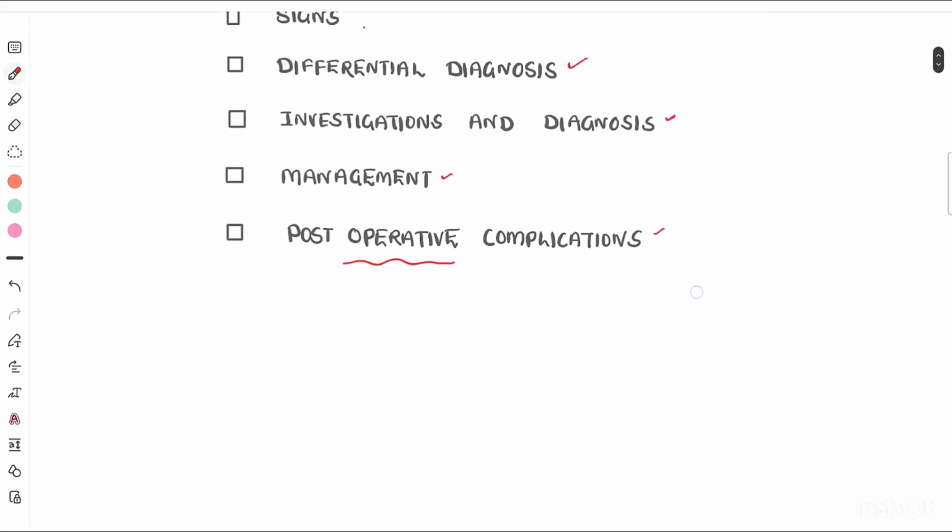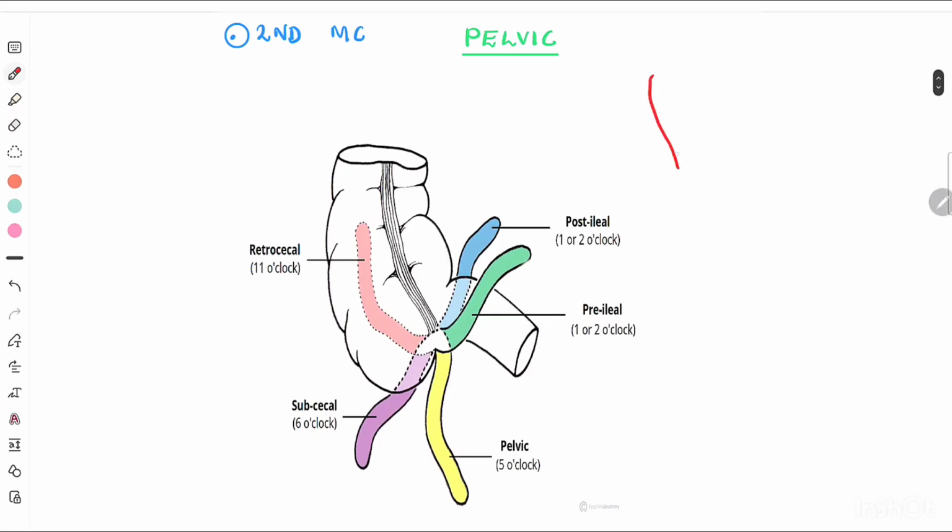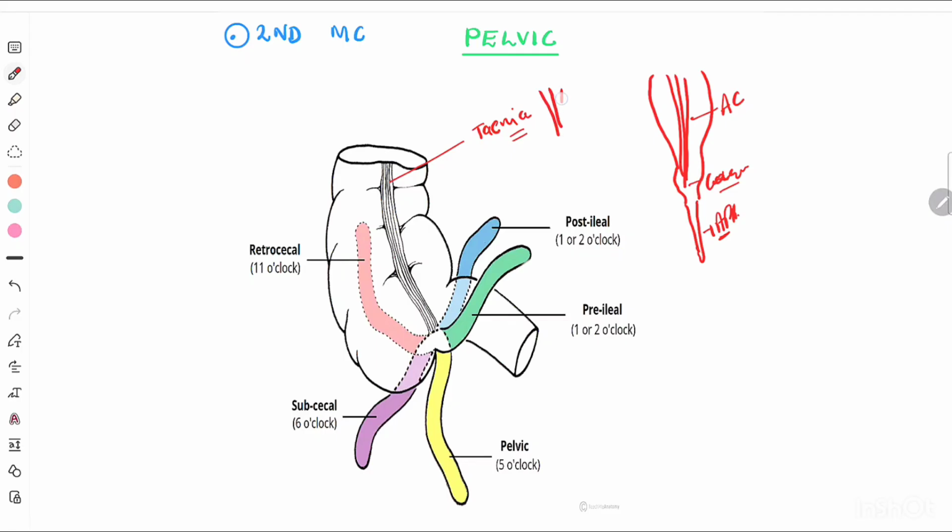So let's start with the position of the appendix. As you know, the colon continues into the cecum, which divides into the appendix. Here this is the ascending colon, sorry, this is the cecum and this is the appendix. And here you can see this structure which is known as tinea. These are 3 in number and these end into the appendix.